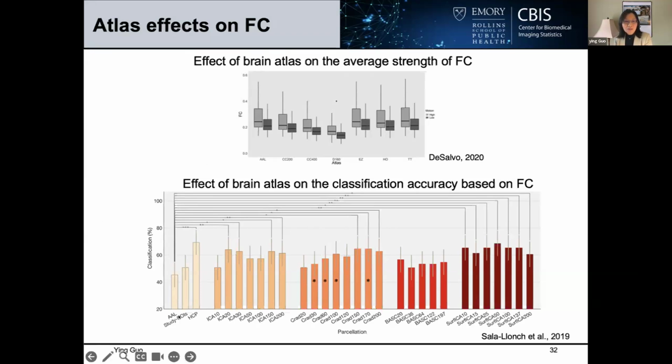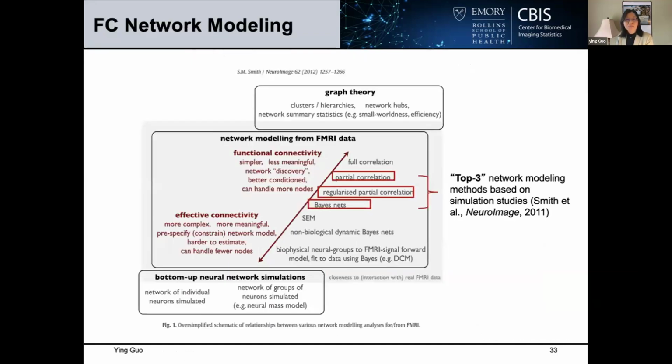One thing they observed is that if you use AAL, an anatomically based atlas, the prediction accuracy of the FC matrices generated from such an anatomical atlas is much lower than using functionally derived atlases. Another finding they showed is that using ICA-derived, study-specific atlases, you can increase the prediction accuracy of the FC matrices. So this basically shows the effect of using an appropriate atlas in a specific task.